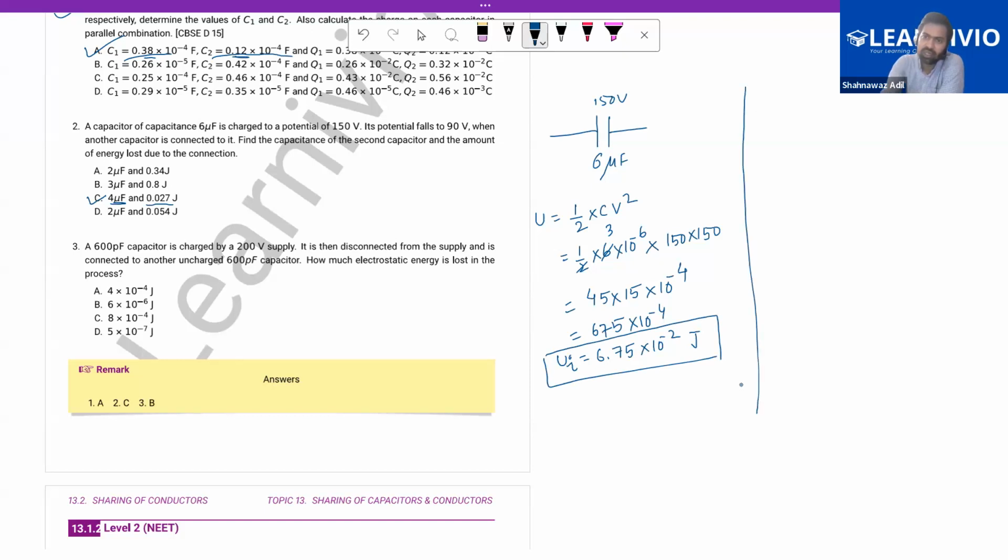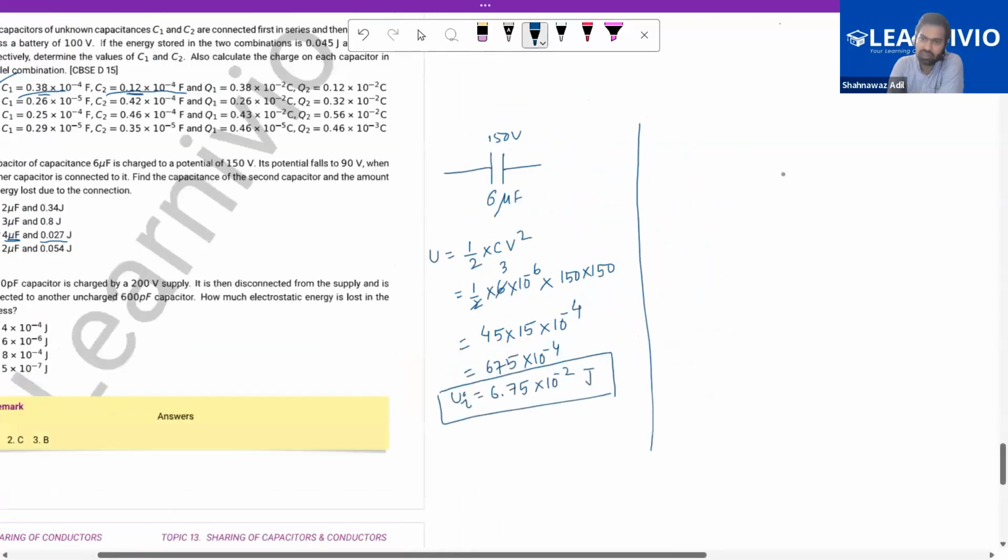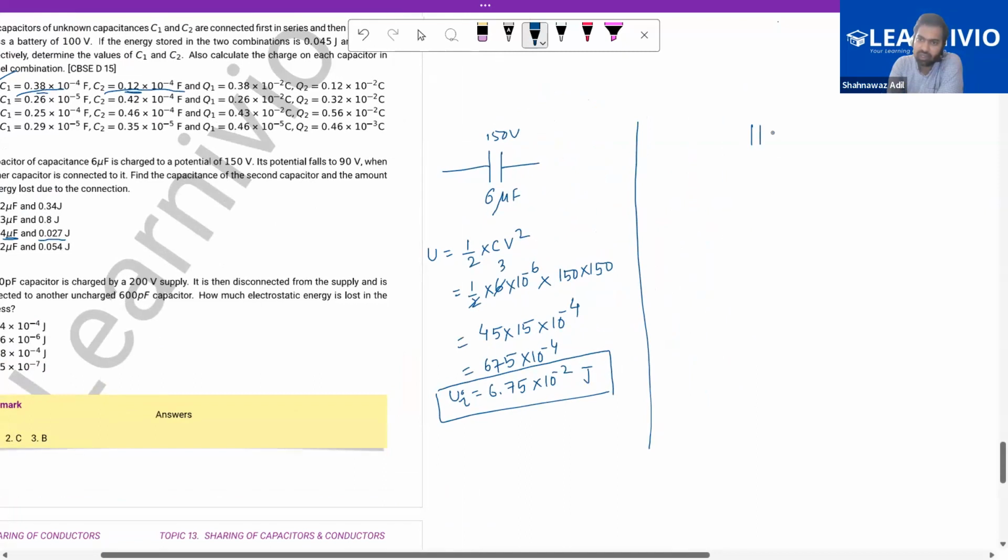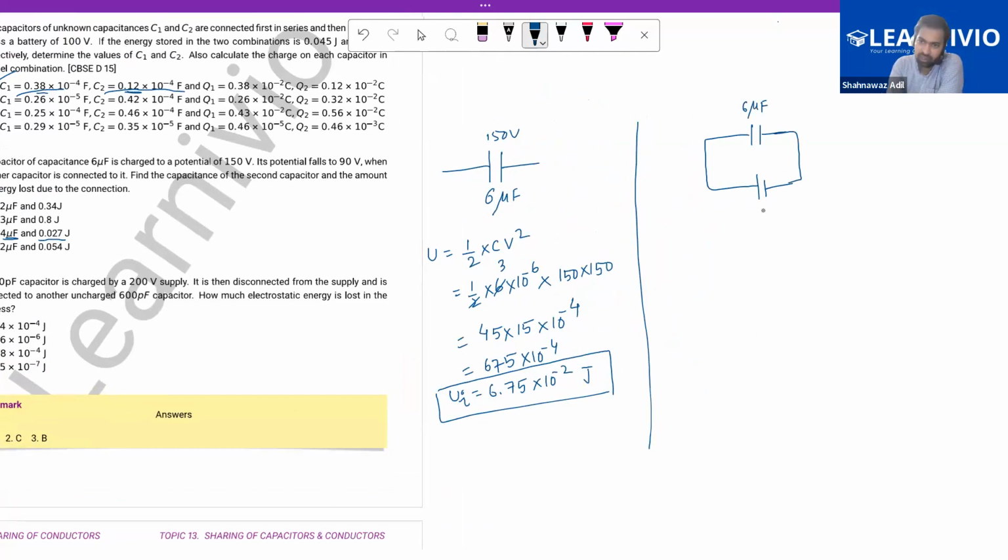Now we have the final case in which we have two capacitors. This one is 6 microfarad, and this one is 4 microfarad. This one has voltage 90. This one has voltage 9, right? So for this one, the energy is how much? Let's say U final 1.